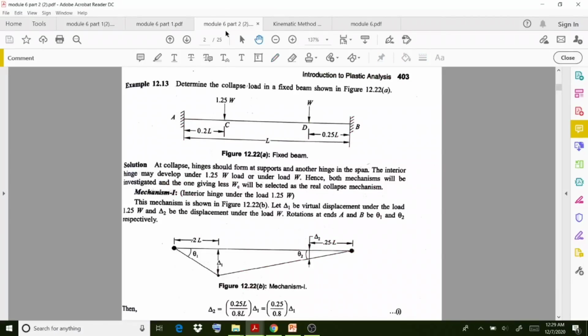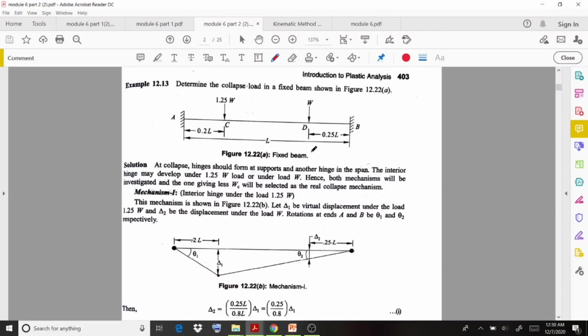Then coming to the next case. In this case, determine the collapse load in a fixed beam. Two loads are acting and both supports are fixed. This point load of 1.25 W is acting at a distance of 0.2 L from support A, and from support B, W is acting at 0.25 L. Okay, so those are the conditions you can understand from this question.